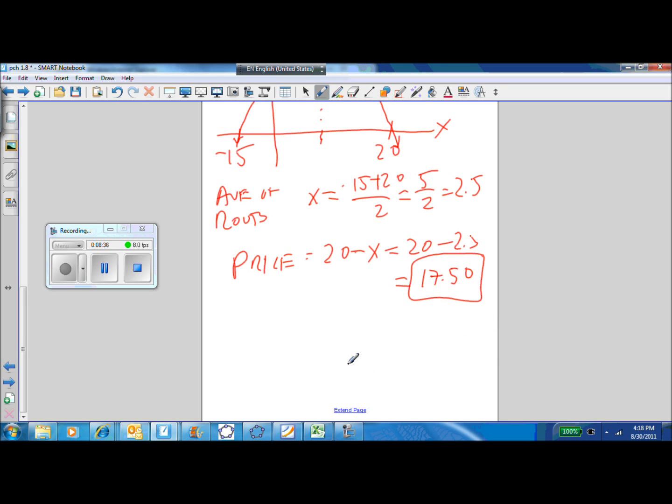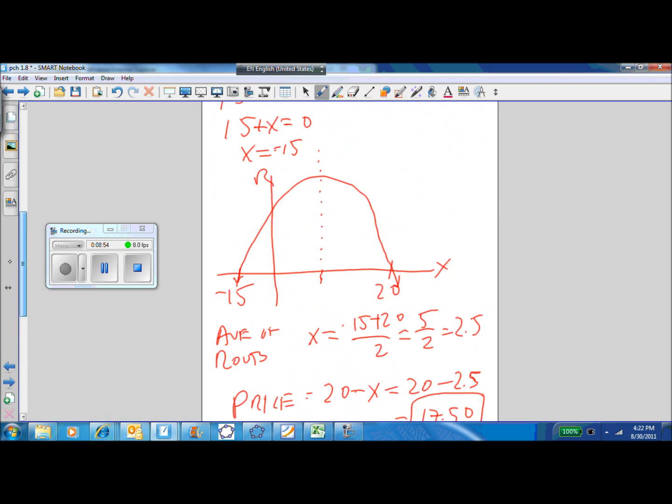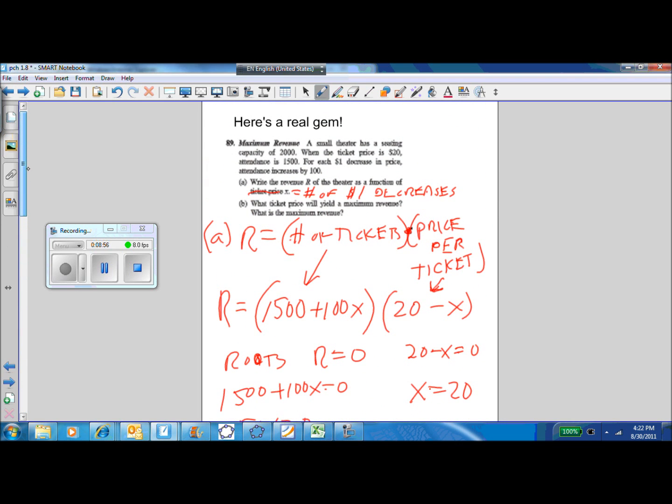Let me get out my calculator. Okay, did the calculations. The max revenue is going to be when we put a $2.50 decrease in there. So I put 2.5 in for x in both these equations, and I came up with $30,625. Wow, that's a lot.